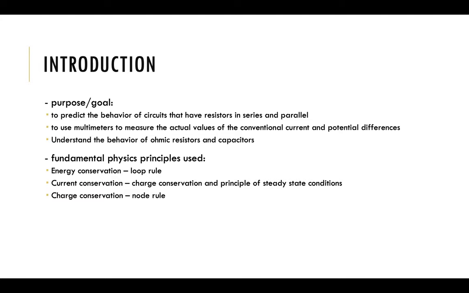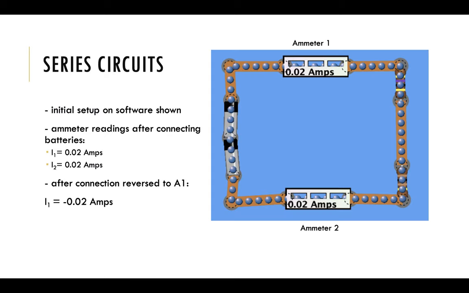The fundamental physics principles used in this lab were the loop rule for energy conservation and the node rule for charge conservation, as well as the principle of steady-state conditions. Series circuits was the first part of this lab. My initial setup for the model is shown to the right, using 2 ammeters, 2 batteries, and 2 resistors.